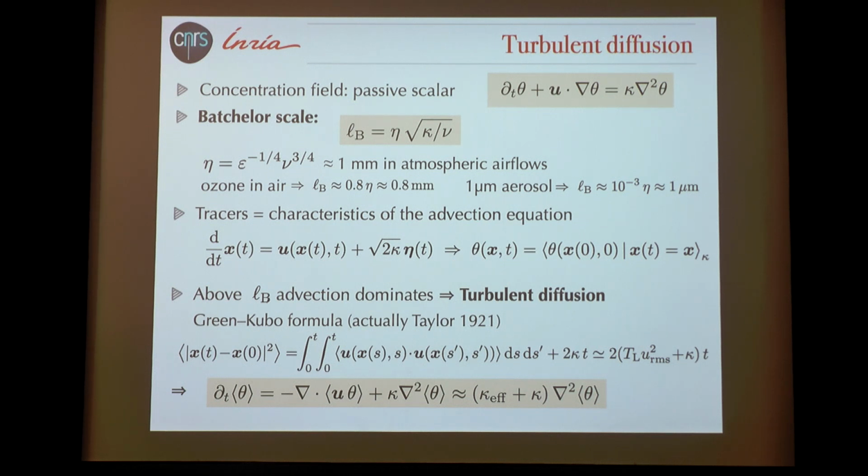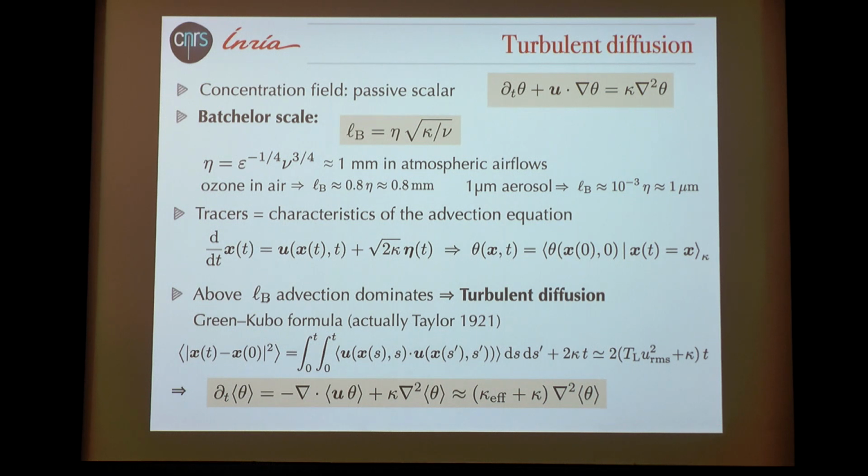And so now the usual way to try to estimate the effect of turbulence is to look at the concentration field in terms of the characteristics of the advection-diffusion equation. So we look at solutions to the stochastic differential equations, where the velocity of the particle is given by the fluid velocity at the particle position plus some diffusion with the proper diffusion coefficient. And what we know from typical stochastic equations is that the advection-diffusion equation is nothing but the Kolmogorov equation associated to this stochastic equation.